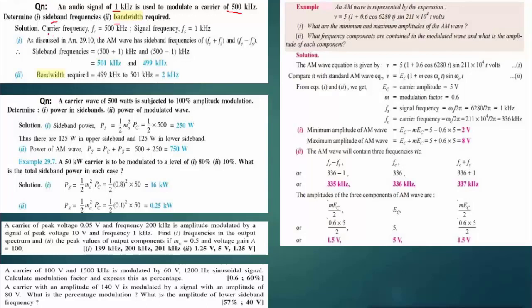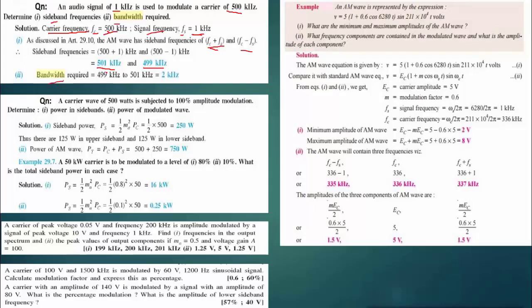So we solve it as follows. We have the carrier frequency FC as 500 kilohertz, and the signal frequency Fs as 1 kilohertz. As discussed earlier, the AM wave has sideband frequencies. This is the upper sideband and this is the lower sideband. You see how simple it is. We have 500 kilohertz and 1 kilohertz. So it's just 500 plus 1, you get the upper sideband, and 500 minus 1, you get the lower sideband. So the upper sideband is 501 kilohertz and the lower sideband is 499 kilohertz.